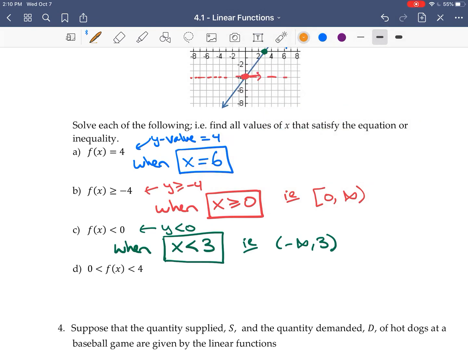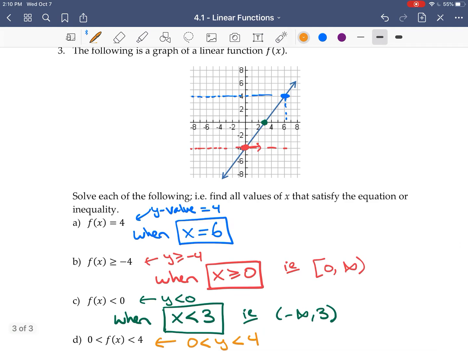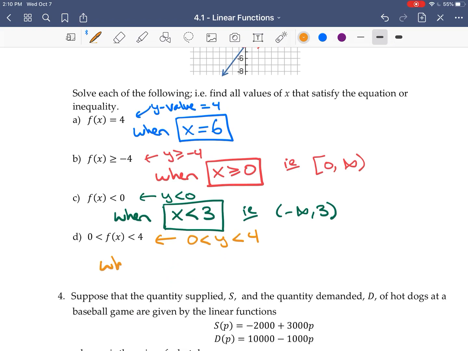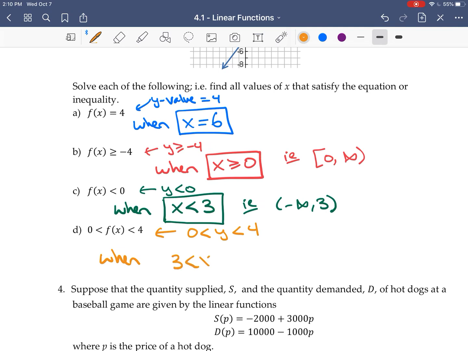Okay, so now I want to know, where is f of x between 0 and 4? So I want to know where the y values are between 0 and 4. It's 0 at 3, and it's 4 at 6. So this little part here is where the y values are between 0 and 4. So that means I need the x values to be between 3 and 6. So the interval from 3 to 6, not including either endpoint.